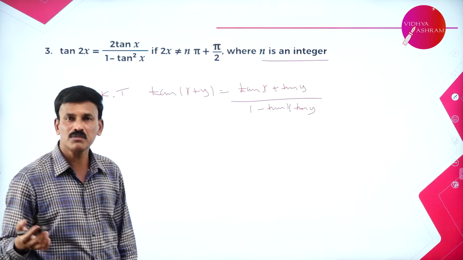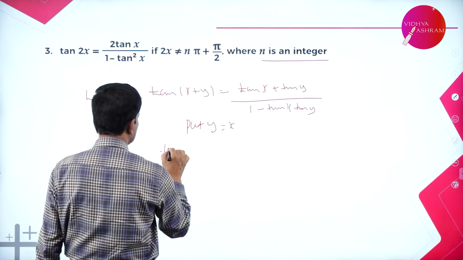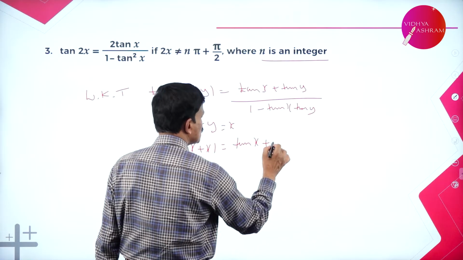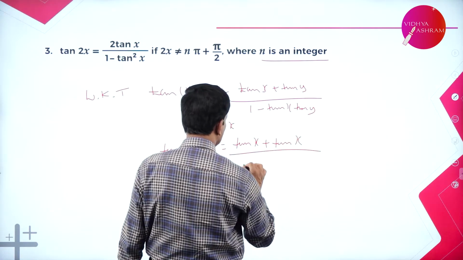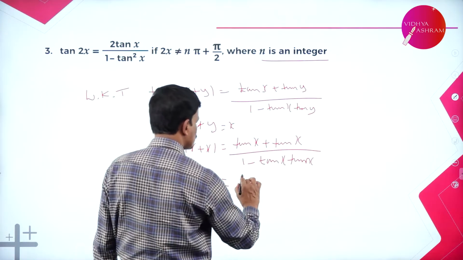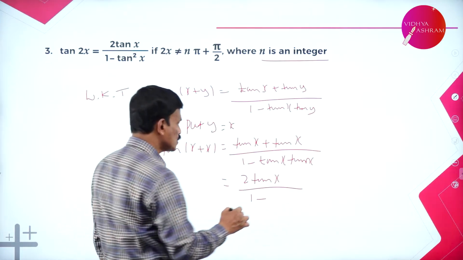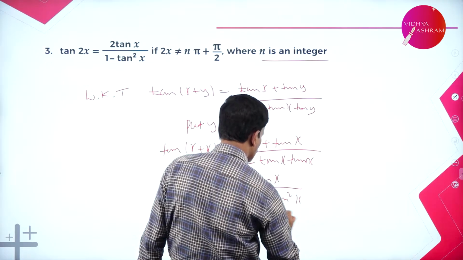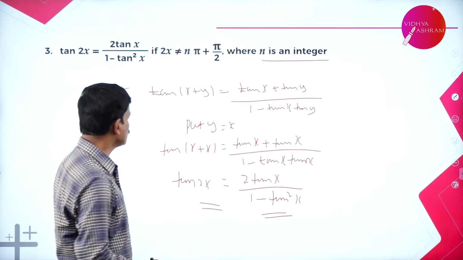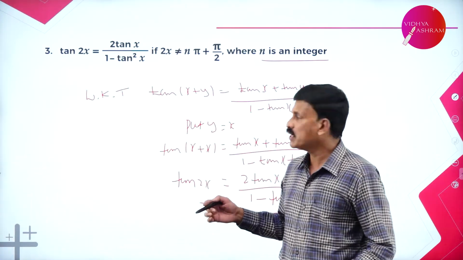Now just replace y by x, that's it. Put y is equal to x. What happens? Tan of (x plus x) is equal to tan x plus tan x divided by 1 minus tan x into tan x. So tan x plus tan x is 2 tan x in the numerator, divided by 1 minus tan x into tan x, which is tan square x. So that's it. See here, tan 2x is equal to 2 tan x divided by 1 minus tan square x. That's it. Very simple.